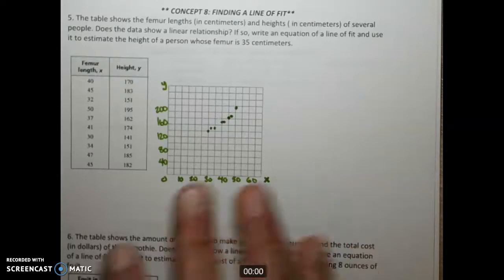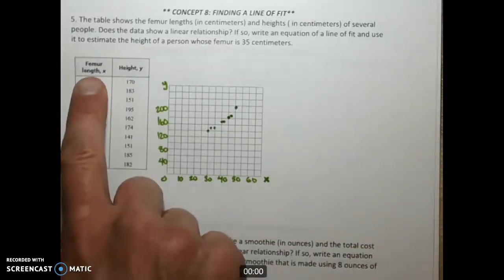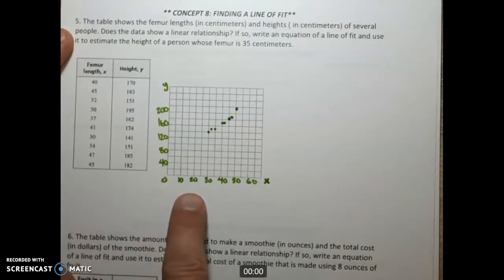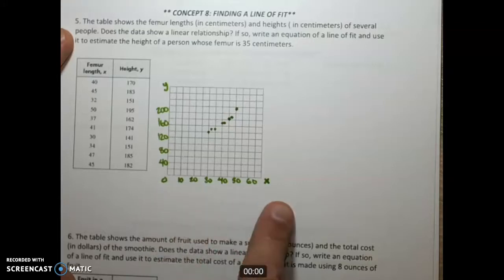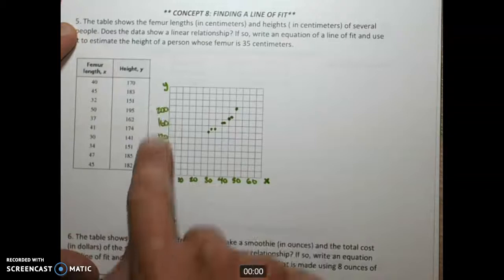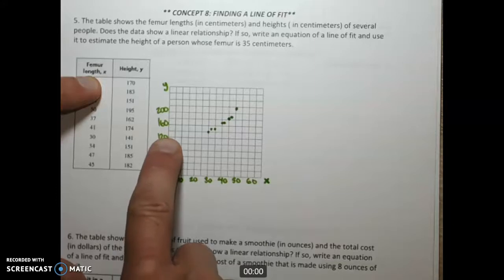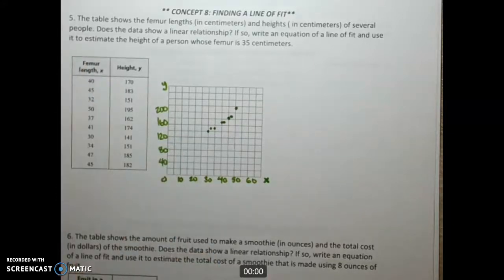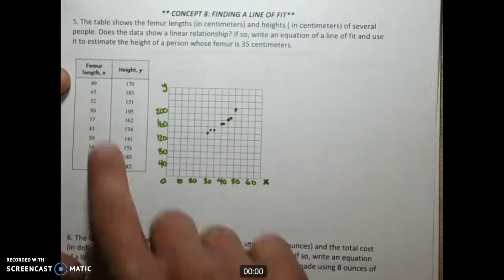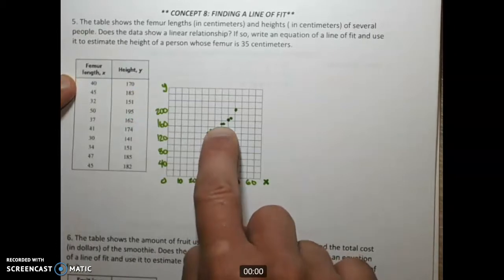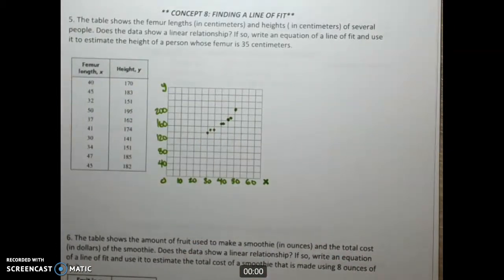Okay, so I went ahead just a little bit on this one. I have my femur length as x, which I plotted right here, and I went up by 5: 0, 5, 10, 15, 20, and so forth. Then my y value is height, and I went up by 20: 20, 40, 60, 80, 100, 120, and so forth. And then I plotted these points. Again, I went 40 to the right, 70 up; 40 right, 170 up, and it's right there. I did it for all of them. Because of time constraints, I didn't want to show all of those.